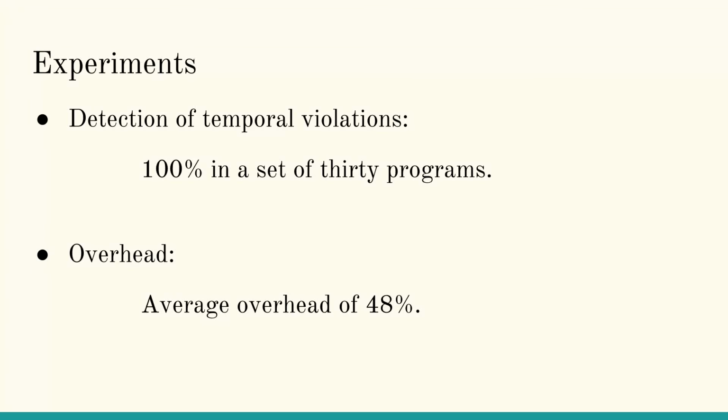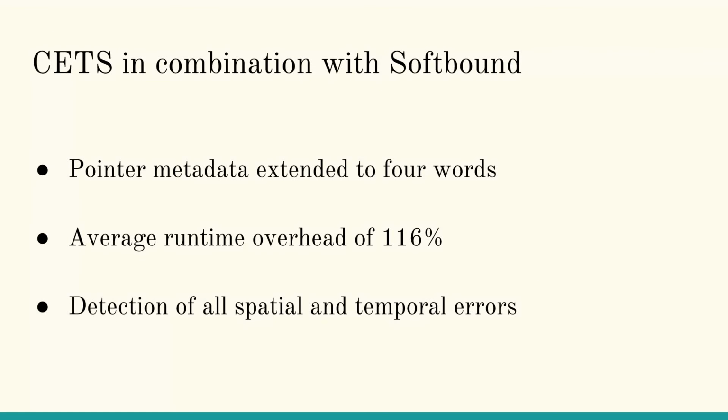Finally, there were some experiments done. Detection of temporal violations was 100% in a set of 30 programs, and it caused a minimal overhead of only around 84%. Finally, CETS was also tested in combination with Softbound. The result was that the pointer metadata had to extend to 4 words. The average runtime overhead was 116%, but there was detection of all spatial and temporal errors.